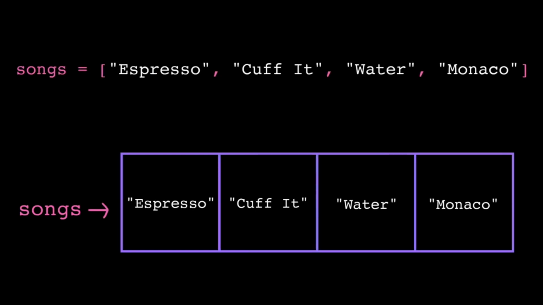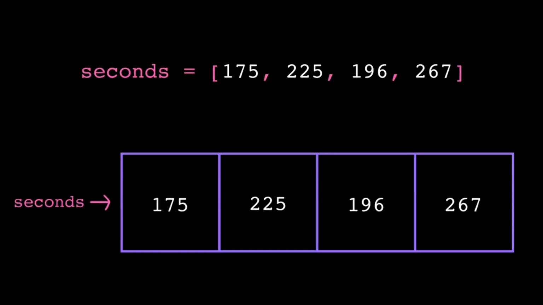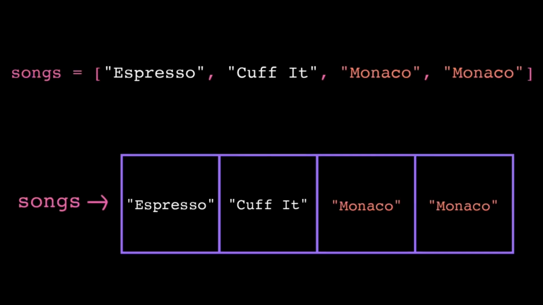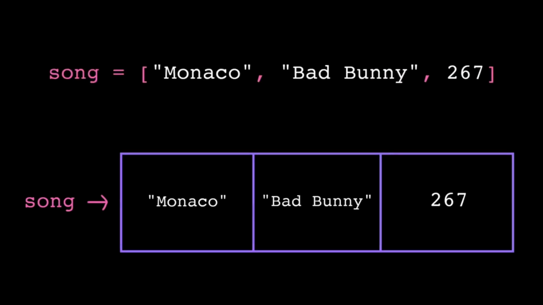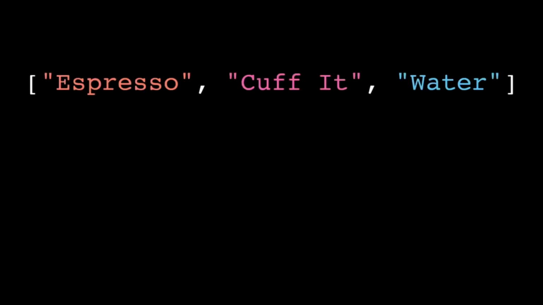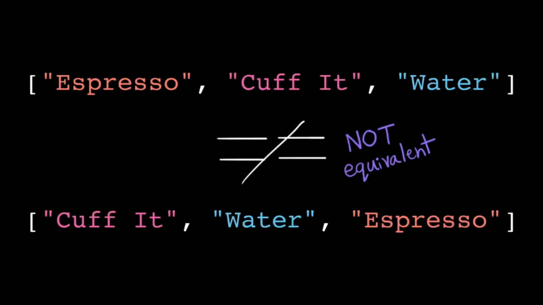Here, our elements are strings, but lists can hold values of any data type. They can also hold duplicate elements, so this song can appear in the list twice. In Python, a list can even hold values of different data types. Lists store data in an ordered sequence, which means the ordering of the data in the list matters. This list and this list are not equivalent, even though the data is the same, it's in a different order.